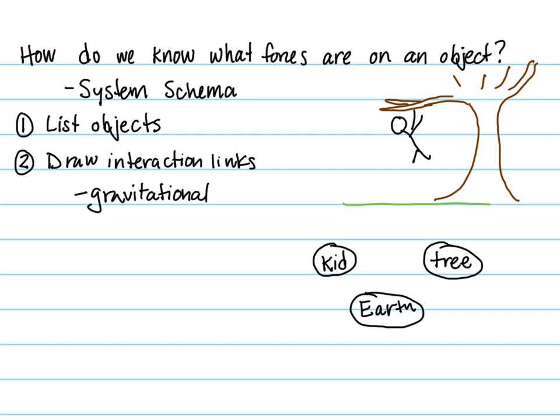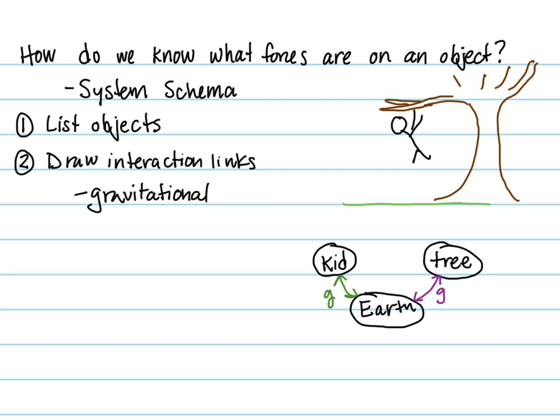So we're going to start with the gravitational interactions. I like to do this one because most of the things we're thinking about are going to be on the earth or nearby the earth. So anything that is near the earth is going to have a gravitational interaction with the earth. So I'm going to draw a little interaction link. It's like a line with two arrows that point at the earth and point at the kid. And those two arrows on the ends show me that there's going to be a force on the kid. There's also going to be a force on the earth. And same for the tree, right? There's going to be a force on the earth and a force on the tree because of that gravitational interaction.